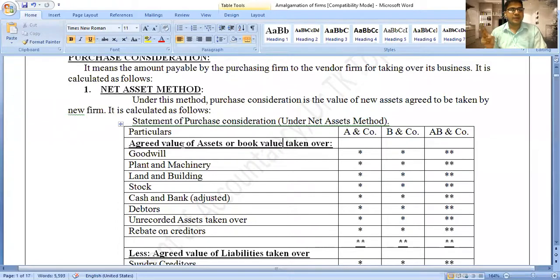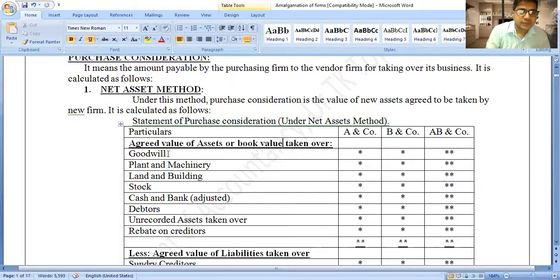Book value is there, agreed value is there. Which value do we consider? The agreed value. If the agreed value is not there, then we consider book value. If the book value is not there and agreed value is there, we consider agreed value. Whenever both values are there, we consider agreed value. You have to keep these things in mind.